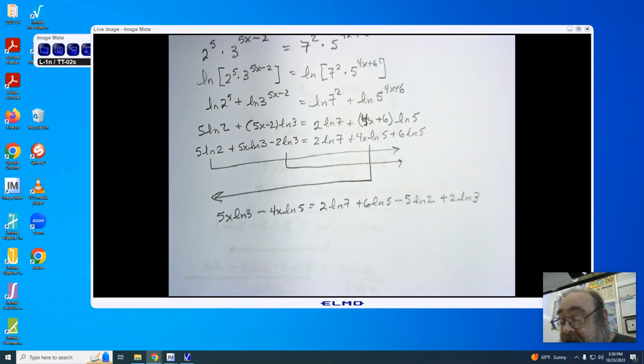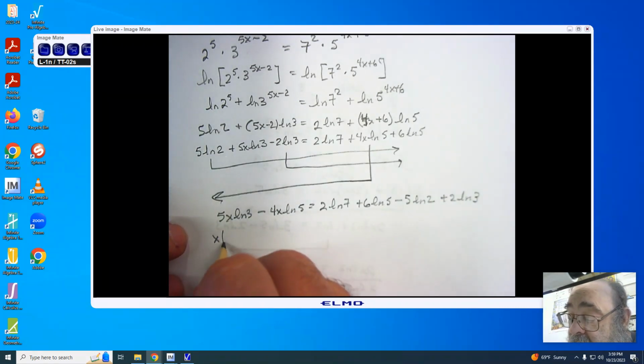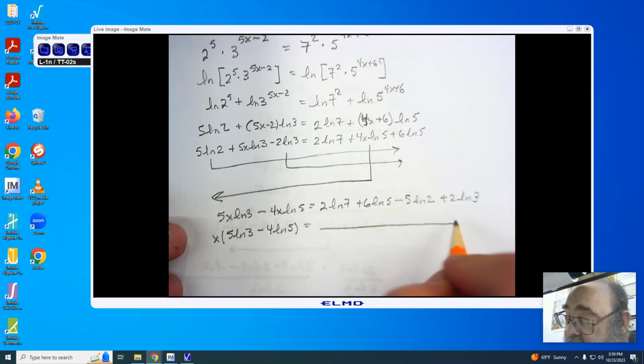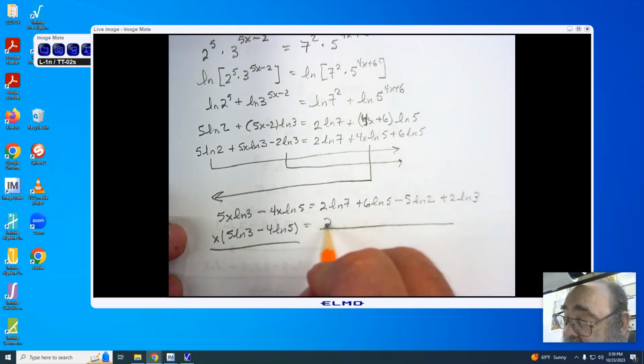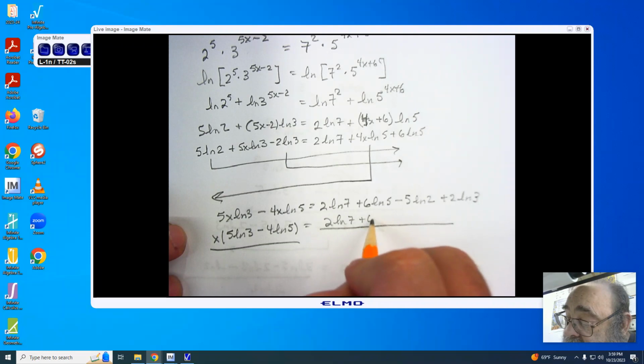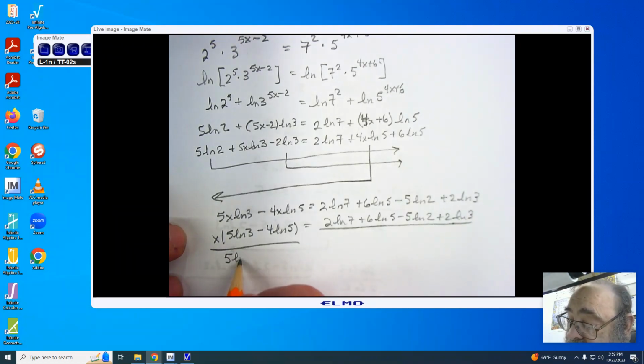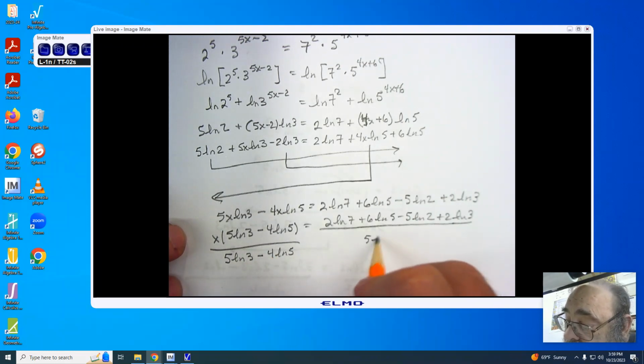We're going to factor out the x. So we have x times 5 natural log of 3 minus 4 natural log of 5. On the other side, we have all of this: natural log of 7, 6 natural log of 5, 5 natural log of 2, 2 natural log of 3, and we are about to divide. We're going to divide by 5 natural log of 3 minus 4 natural log of 5. And I now have my solution.